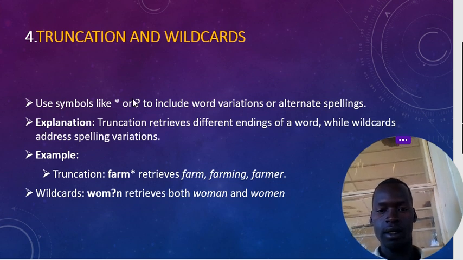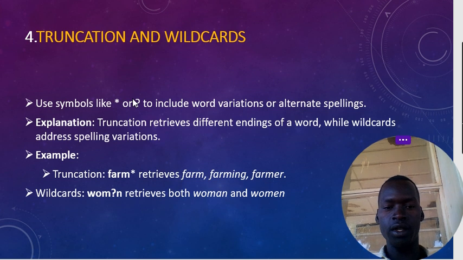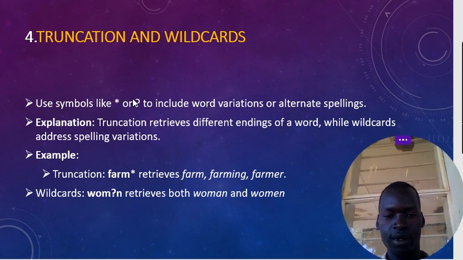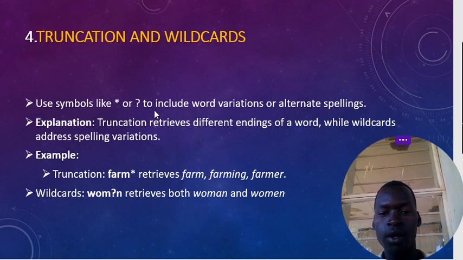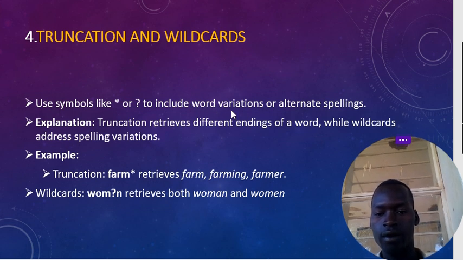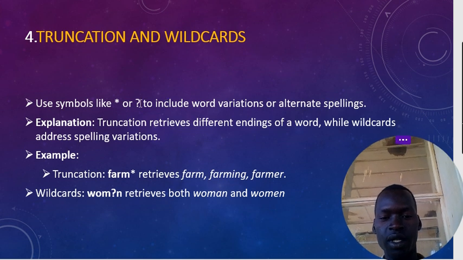Component number 4 of the search strategy is truncations and wildcards. Truncations and wildcards use symbols. When you are using truncations and wildcards, you use symbols like star or question marks to include word variations or alternate spellings. So you will be using star or question marks.